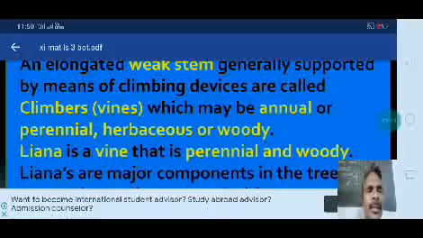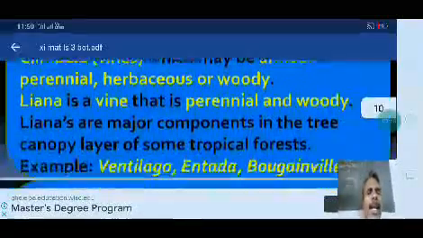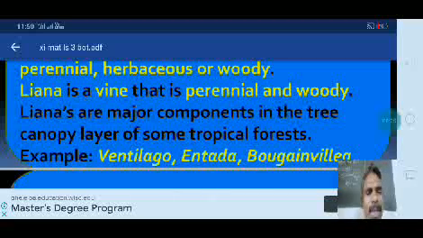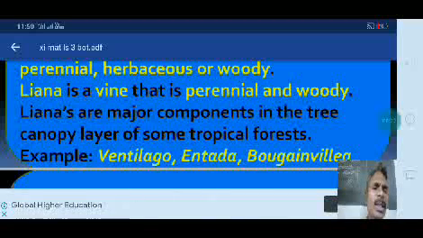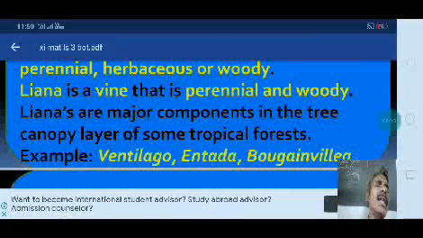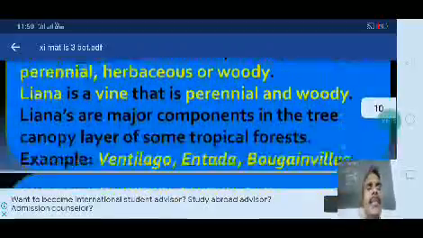Liana is a vine that is perennial and woody. Lianas are major components of the tree canopy layer of some tropical forests. Examples, Ventilago, Entada, Bougainvillea glabra. These mostly come under the climbers category.